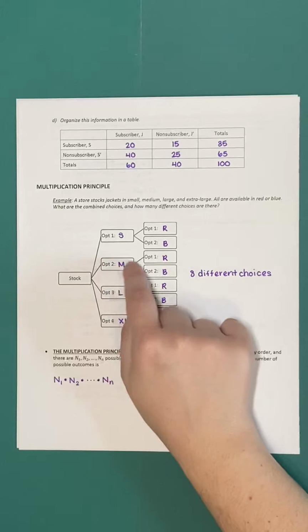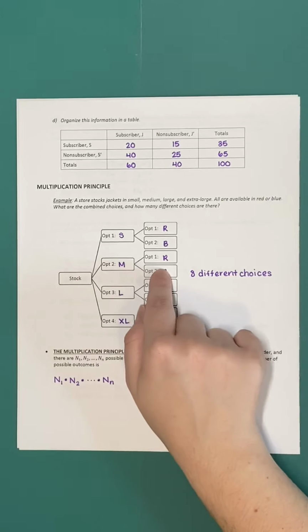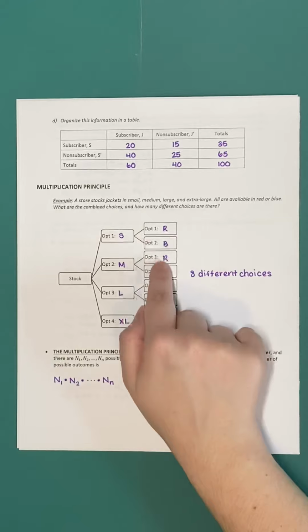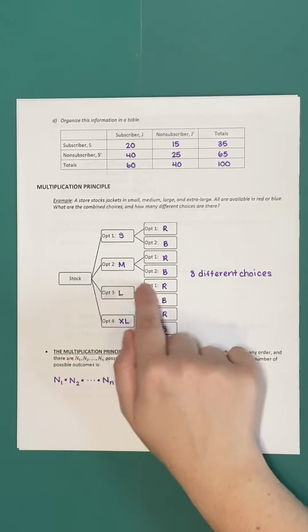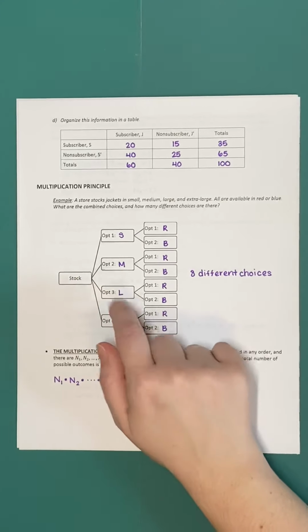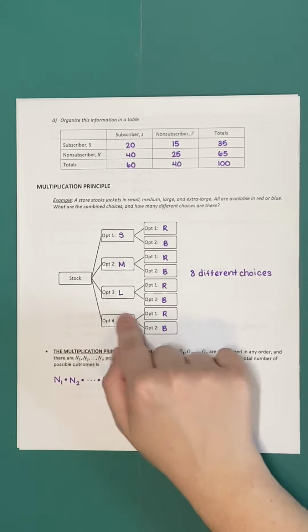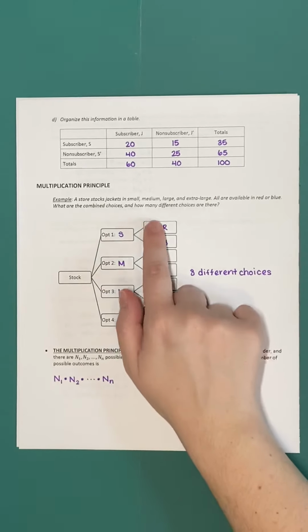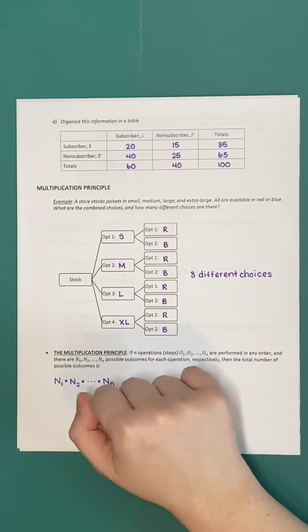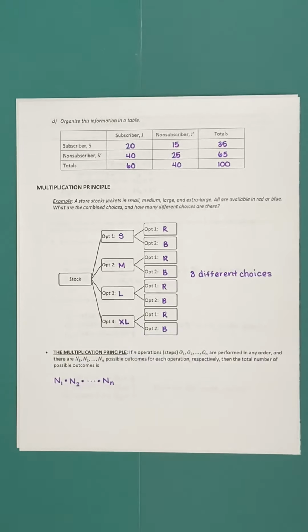We could choose a medium red, or we could choose a medium blue. That's 2 more choices, so we've got 4 so far. And then we could choose a large red, a large blue, that's 2 more choices, or an extra large red, an extra large blue. In total, we have 8 different combinations, 8 different possible combinations for how we could choose a size, and then how we could choose a color to go with that size. So that essentially means if you think in terms of SKUs, stocking different items, there's potentially 8 different SKUs for this particular type of item that this store sells.